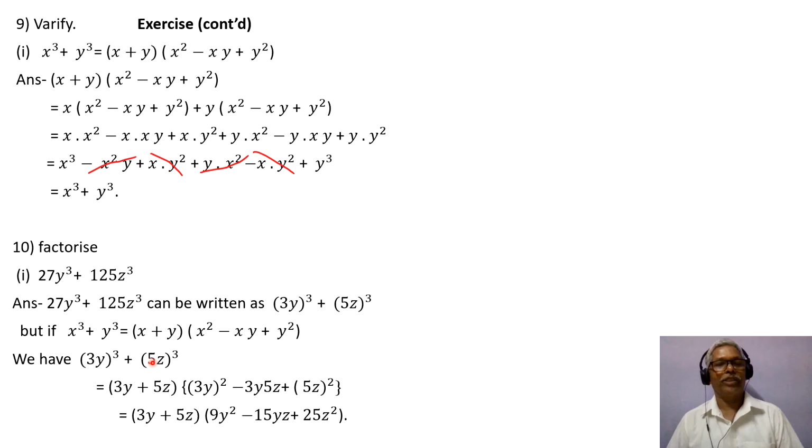So we are substituting the value. This is (3y plus 5z), another bracket, big bracket first, (3y) square minus 3y into 5z plus (5z) whole square. Bracket complete again. So this equals (3y plus 5z) as it is, into this is 3 square, so 9y square minus 15yz plus 25z square. So these are the factors of this.